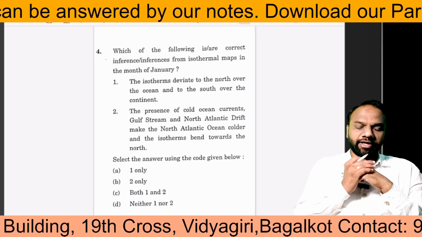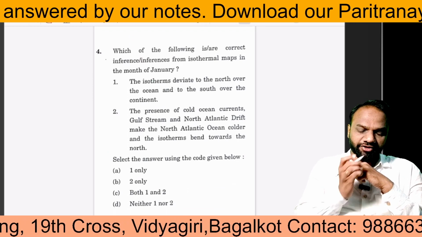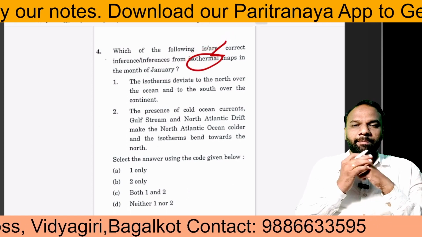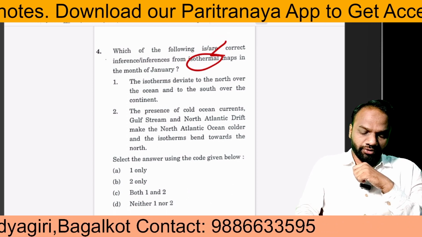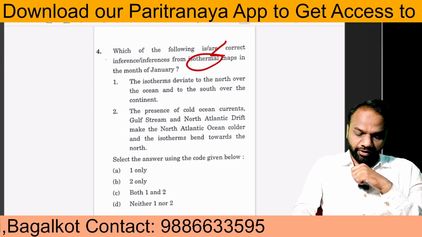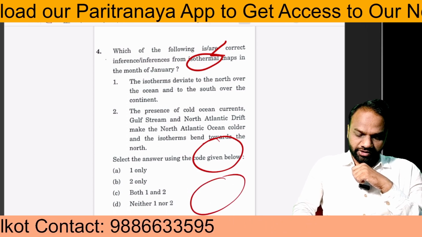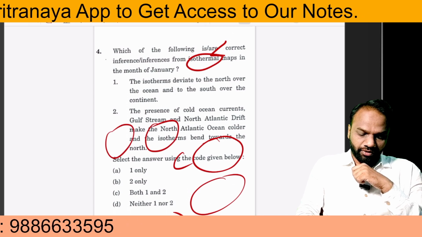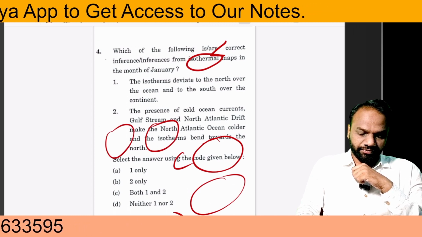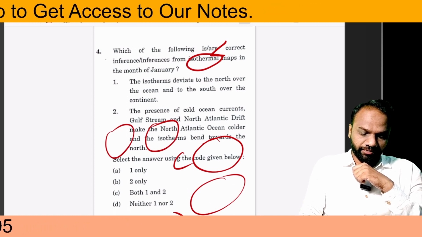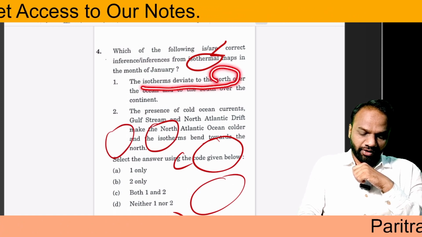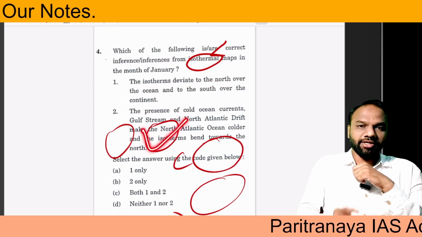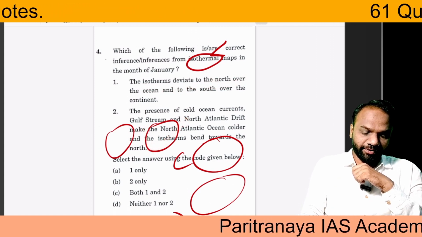Next, which of the following is the correct inference from isothermal maps in the month of January? Isothermal maps are the maps which focus on temperature. If you look at continents and oceans, generally when we are moving from ocean to continent, in the continent, the isotherms deviate towards the north, and when it comes to ocean, they will deviate towards the south.